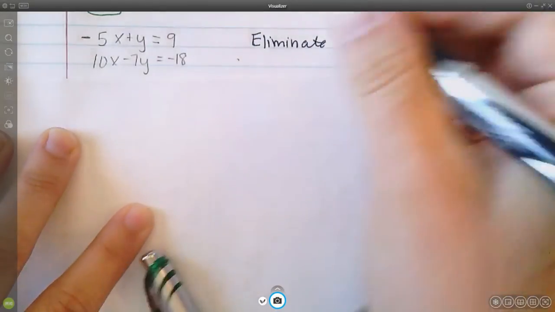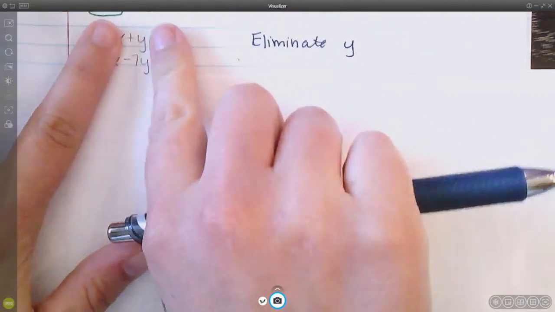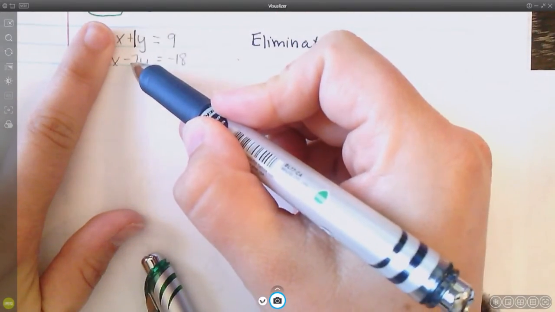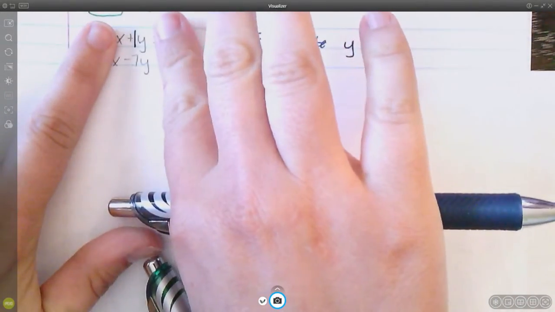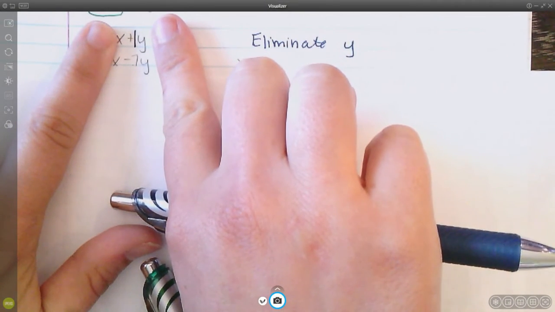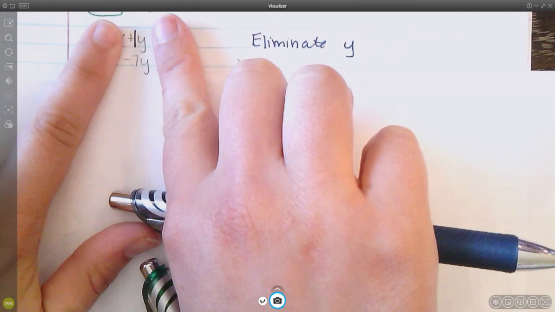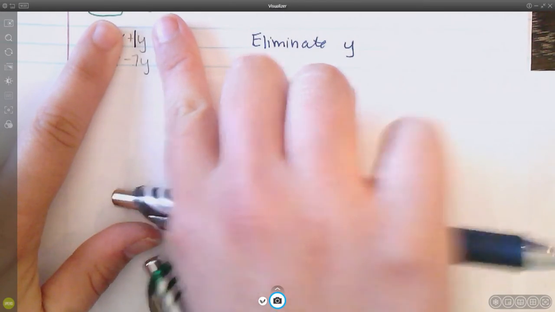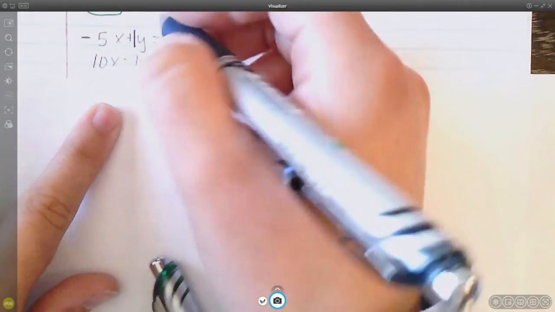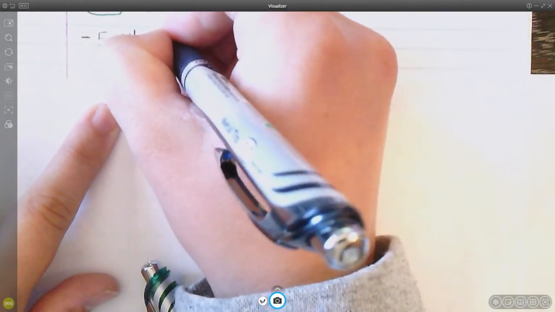All right, so now we're looking at a positive 1y. Don't forget there's just a 1 in front of here. 1y, and we have a negative 7y. So they're already different signs, but we need to make the numbers the same. So what can I multiply by so the numbers can be the same? Well, we can multiply this top equation by 7.